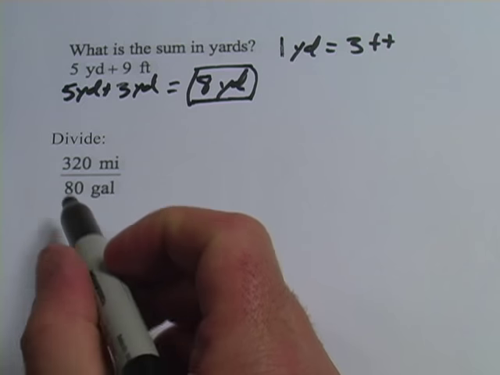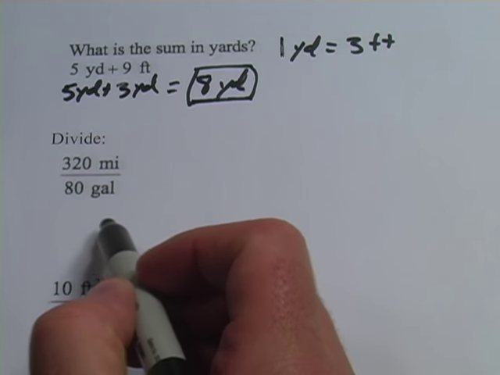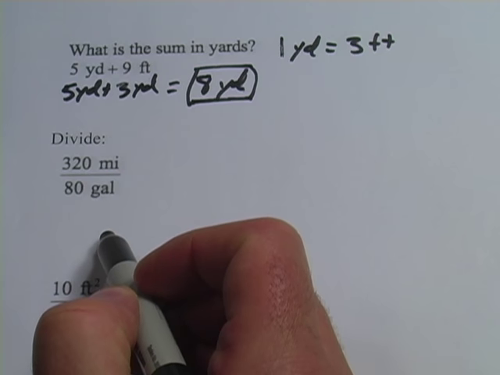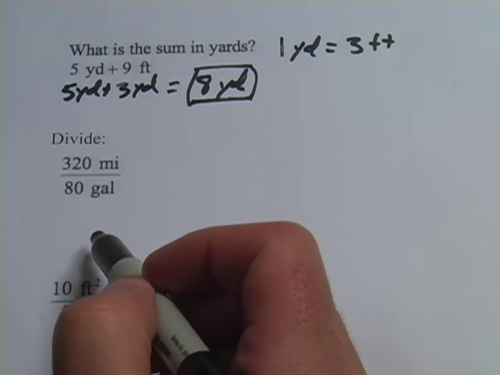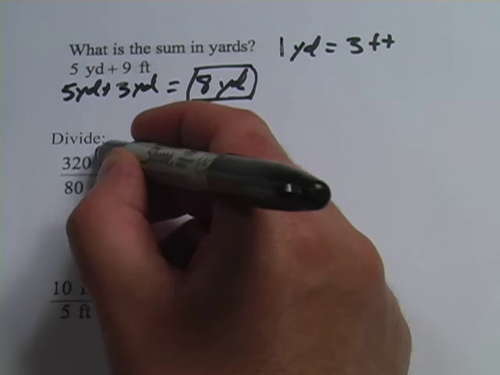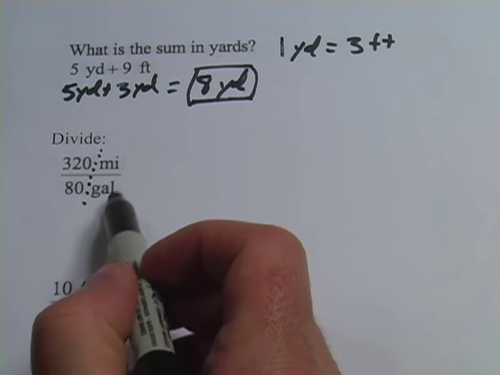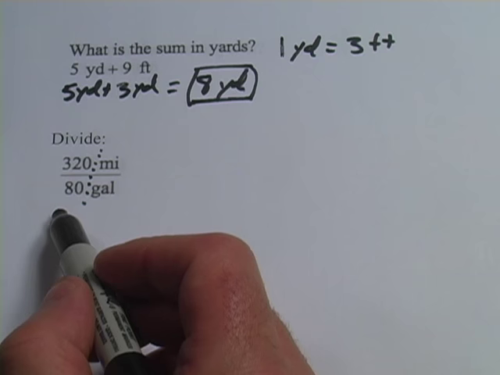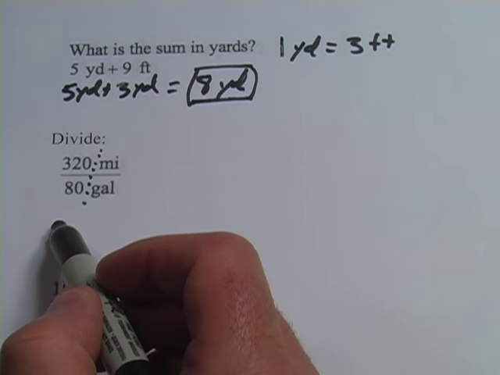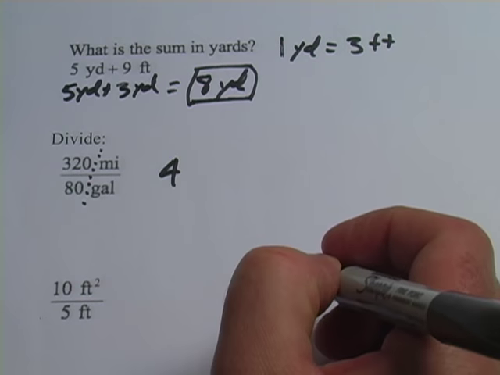All right, this next one here says divide, and it has 320 miles divided by 80 gallons. And when you're doing this multiplying and dividing of units, I usually like to just think about the two parts a little bit separately. I'll do the number part first, and then I'll work with the units part. So just doing the number part, 320 divided by 80, let's see, that would be 4. I think that's right. You can punch that into your calculator.